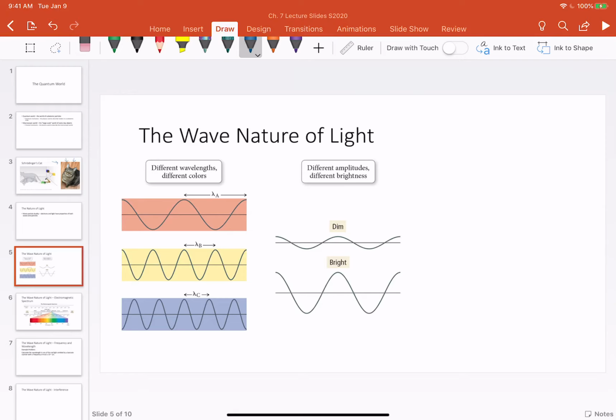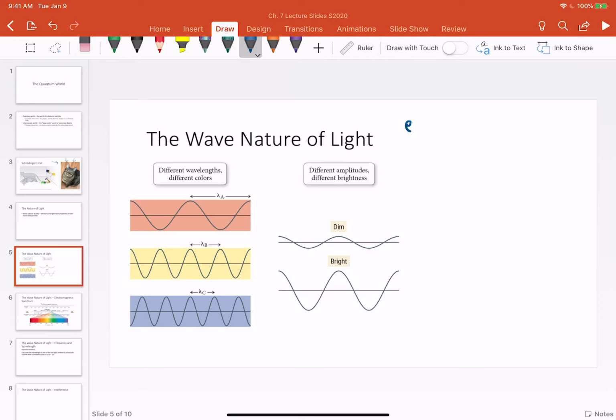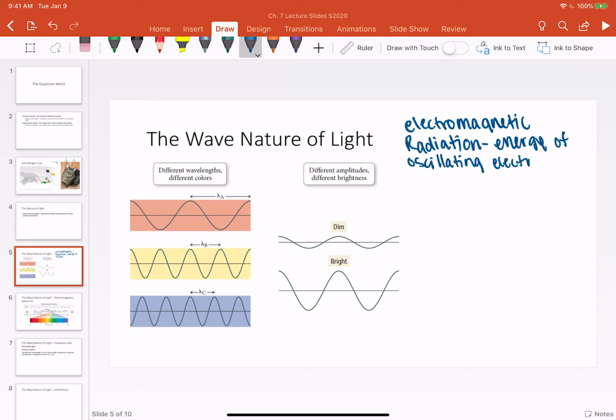So light is a form of electromagnetic radiation. What is that? It is basically just the energy of oscillating electric and magnetic fields. And we can study this light, this electromagnetic radiation, and by doing so, we learn a lot about how electrons behave as well.